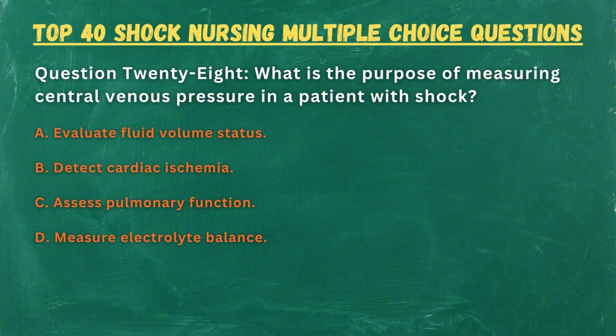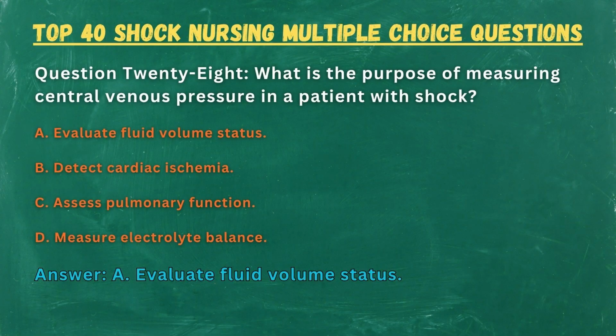Question 28. What is the purpose of measuring central venous pressure in a patient with shock? A. Evaluate fluid volume status. B. Detect cardiac ischemia. C. Assess pulmonary function. D. Measure electrolyte balance. Answer: A. Evaluate fluid volume status.